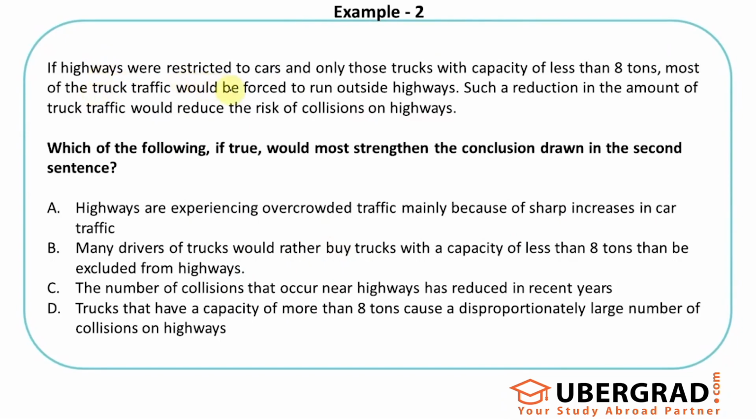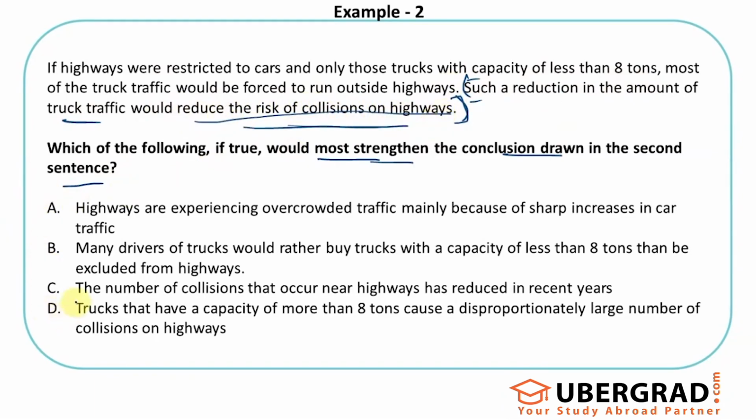Let's look at the same piece of information. If highways were restricted and only trucks with capacity of less than 8 tons were allowed to run, most of the traffic would be forced to run outside highways. Such a reduction in the amount of truck traffic would reduce the risk of collisions on highways. Here it says, which of the following, if true, would strengthen the conclusion drawn in the second sentence. What is the conclusion drawn? Reduction in the truck traffic would reduce the risk of collisions on highways. This is the conclusion they have come up with.